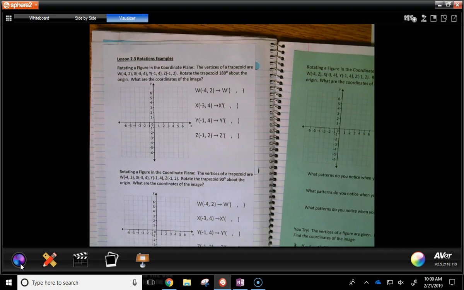What do we have in quadrant 2? Good. Our x coordinate is negative. Our y coordinate is a positive. Okay, what about quadrant 3?